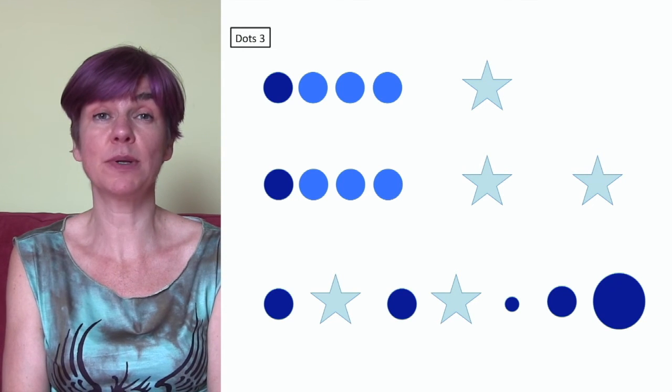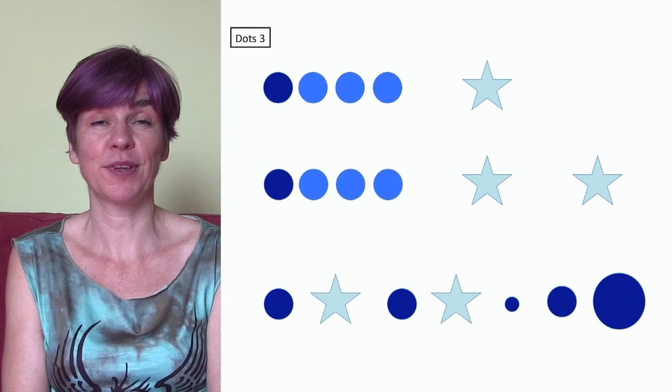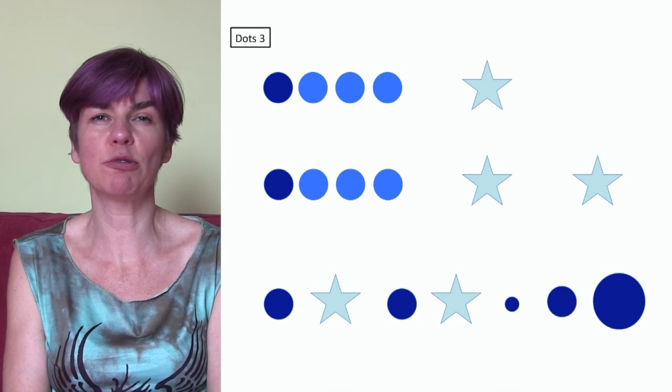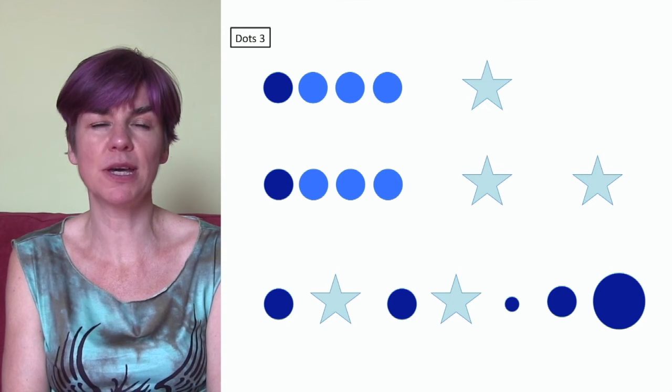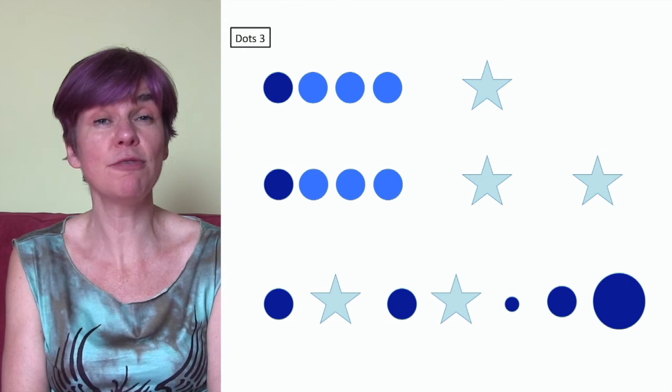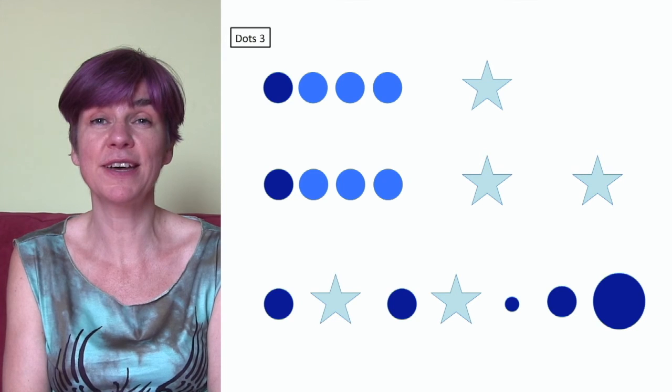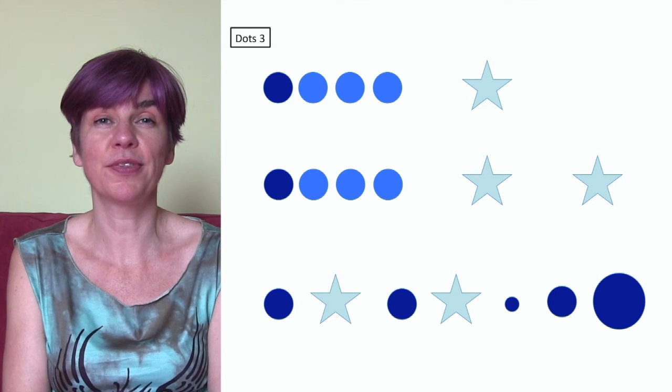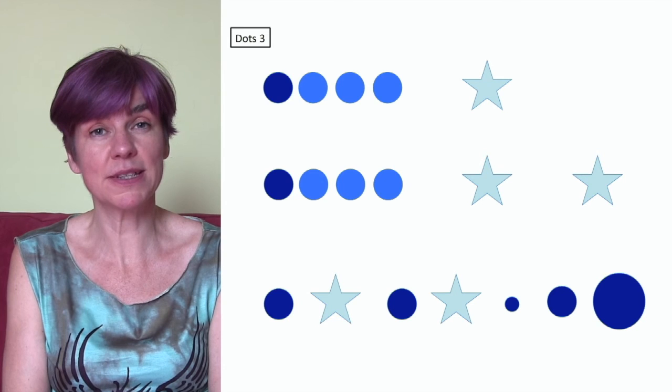Maybe it's something as simple as a bird tweeting. Maybe it's a drum or a tambourine. You have a think what that star sound is. And then you're going to read through the page of Dots 3 and imagine that rhythm. You can repeat bits if you like.